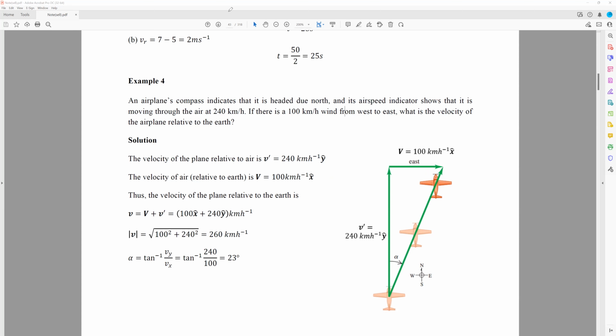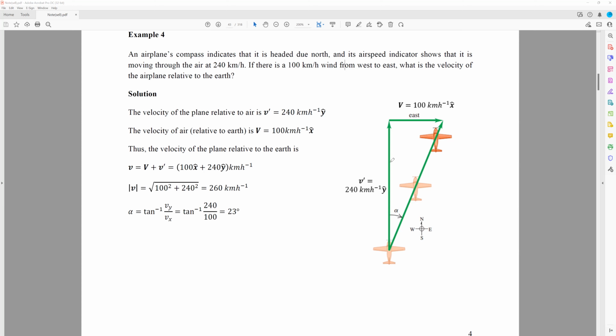Due to wind, you can easily find the magnitude of the velocity by using the Pythagoras theorem. And you can also very easily find the angle here.